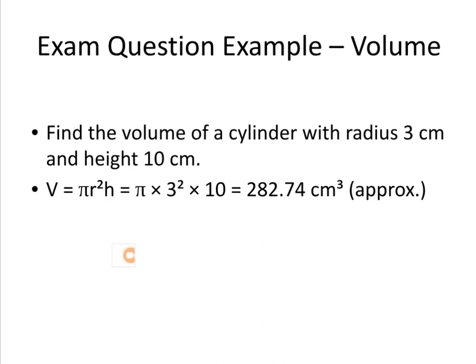Now find the volume of a cylinder with radius 3 centimeters and a height of 10 centimeters. The volume of a cylinder is pi r squared times h, equals pi times 3 squared times 10. The radius is already given in the question, so just apply it in the formula, and the height is also given in the question. So pi times 3 squared times 10 equals 282.74 centimeters cubed.